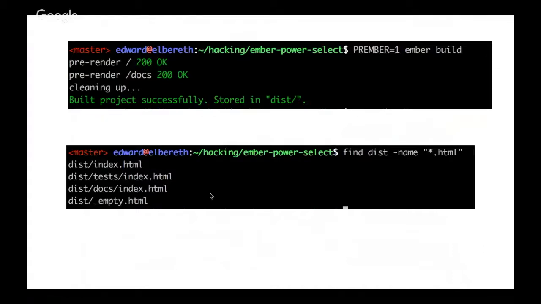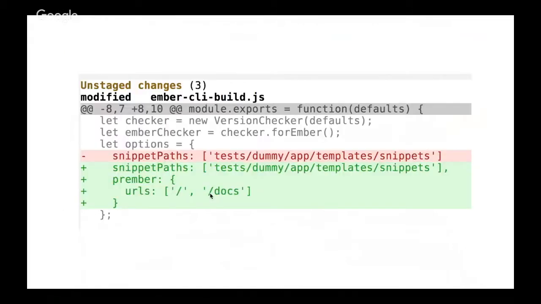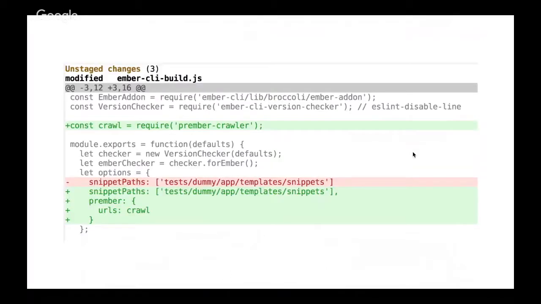But there's a lot of other routes in this app. So rather than try to manually keep track of them in this list here that we made, I'm going to add another add-on called prember-crawler that I just added. And I'm going to set my URLs to use the crawl function. So URLs can be a function here. And it gets full access to the built application so that you can look at the files on disk, but it also gets full access to a running FastBoot server. So you can just call visit on any URL, and it will give you back the page.